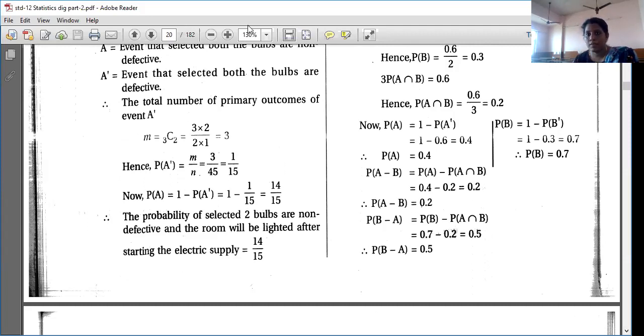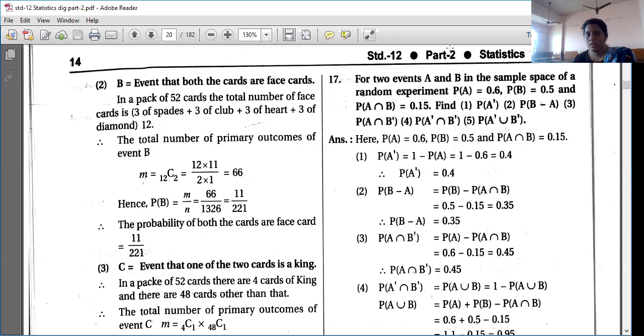Okay. Now we'll see the next question. Now we'll see question number 17. The question is: for two events A and B in the sample space of a random experiment, directly all the numbers are given. P of A is 0.6, P of B is 0.5 and P of A intersection B is 0.15. Find, first, P of A dash. Second, P of B minus A. Third, P of A dash intersection B dash.